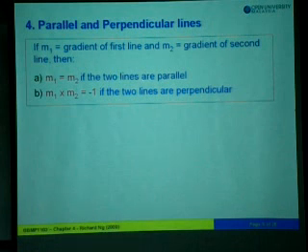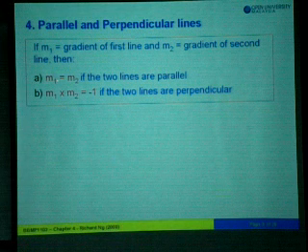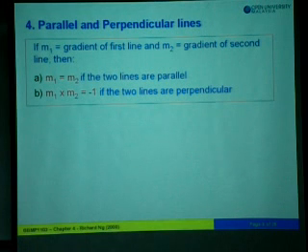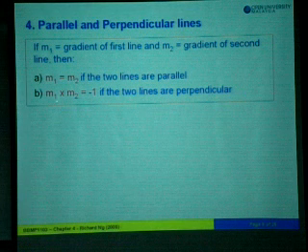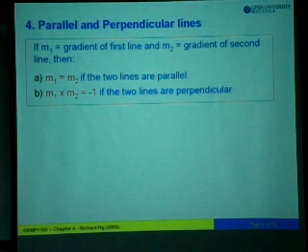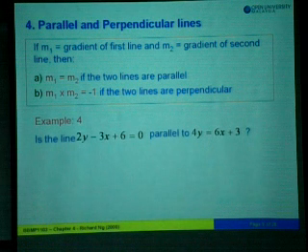So remember, if two lines are parallel, then m1 and m2 will be the same. They will have the same gradient. And for perpendicular lines, the product of the two gradients will be equal to negative 1. Okay, let's look at example 4.